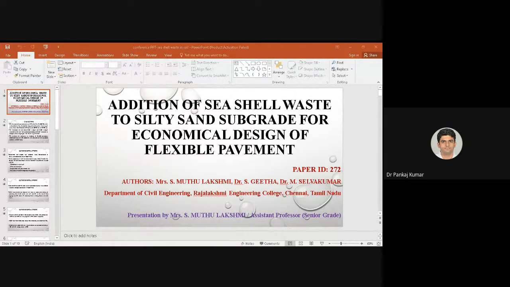As you said, reflecting your title, it is economical flexible pavement design. So how are you considering economy in this particular presentation or in your research? By adding the optimum quantity of crushed seashell waste, that is 35%, the maximum CBR strength is obtained when compared to that of the untreated soil. The thickness of the flexible pavement is based on the CBR method. That is, the more the CBR value, the lesser the thickness of the flexible pavement. So the thickness is reducing, which in turn will reduce the material costs involved in the construction of the pavement. Thus, it results in an economical design.